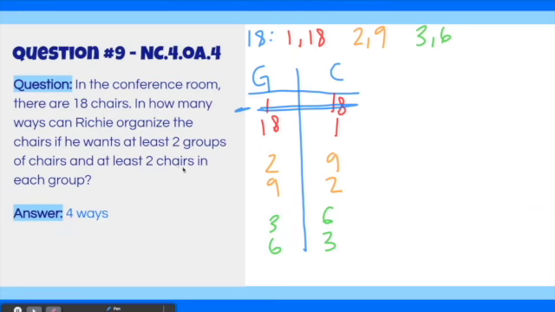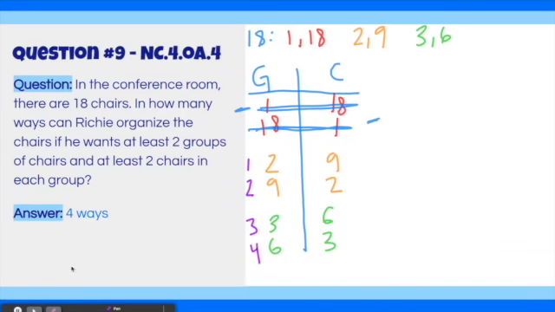Now we're going to look at the next thing Richie wants, which is he wants at least 2 chairs in each group. So now we're going to go through the chairs column, and we're going to see if any of the numbers there are less than 2. We can see in this second combination, the number of chairs is only 1, so it's 18 groups of 1 chair each, which doesn't fit what Richie wants either, so we're going to cross that one out too. Now, we are left with these 4 ways.